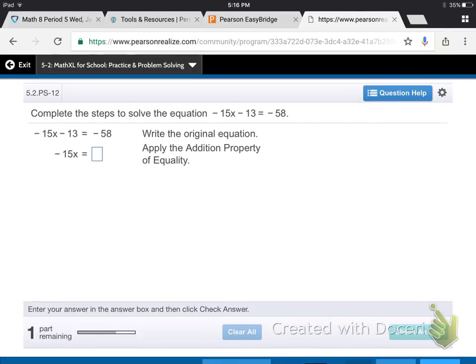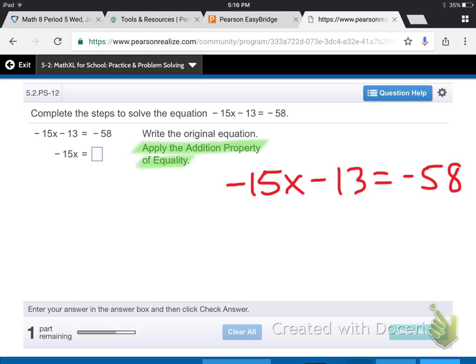Okay, here we're taking a little slow down step. Negative 15x minus 13 equals negative 58. Okay, there's the equation. And it says, write it down, so we did, and then apply the addition property of equality. That means we have to add something to, if we think of our equation as having 2 sides, we have to write something down, add something to both sides of the equal sign. What do you think that's going to be? Can't be the 15, because the 15 is tied to the x by multiplication. But see this 13 right here? We can add that to both sides.